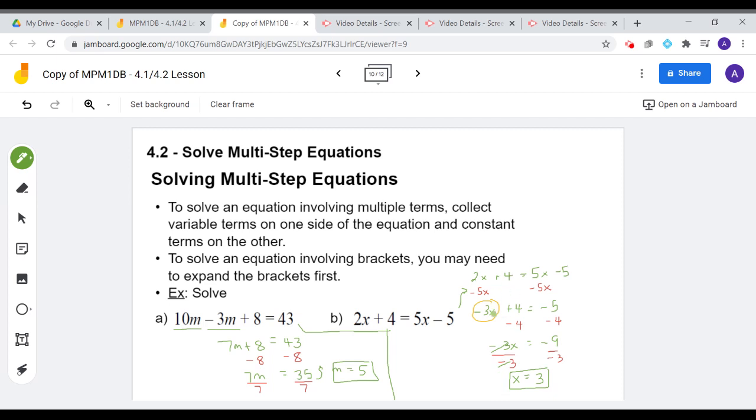So I always want to collect all of my variable terms on one side and my constant terms on the other side so that I can solve for my variable. There'll be one more video where we look at working with brackets.